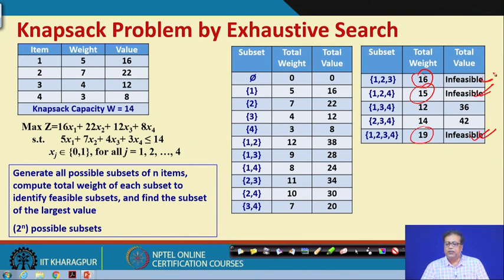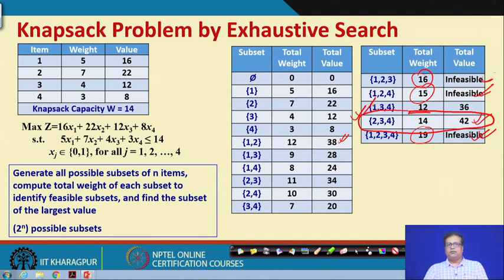Out of the remaining solutions, which one shows the maximum possible value? Look carefully, this 38 is good, but this 42 is the best. So, the best solution comes in the combination where we take items 2, 3 and 4 with a total weight of 14, that is within the knapsack, and with a value of 42. So, that is our best possible solution.